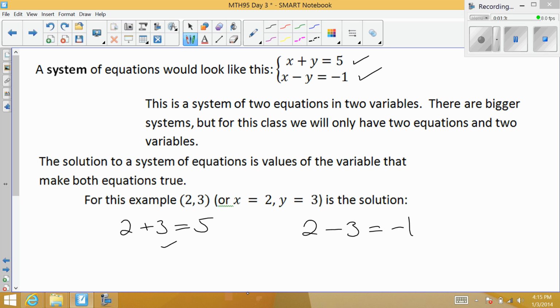So the solution to the system is not just one number. It takes two numbers, (2, 3), or x equals 2, y equals 3, to write the one solution to the system.